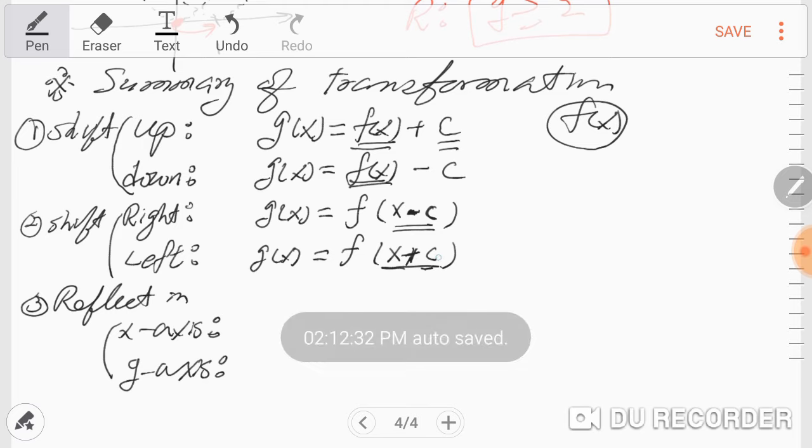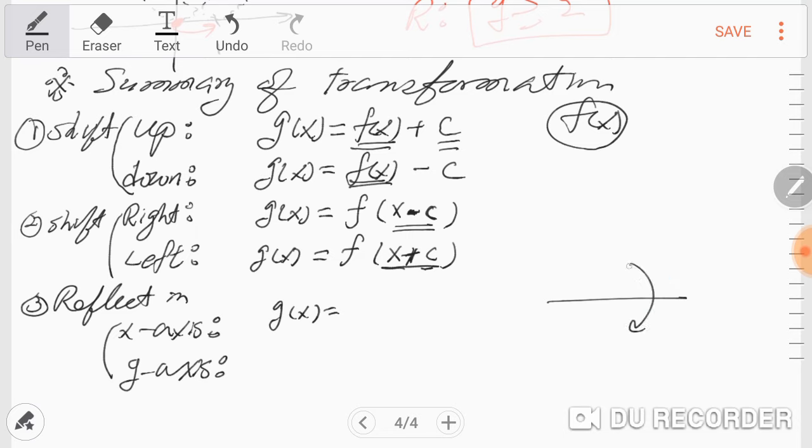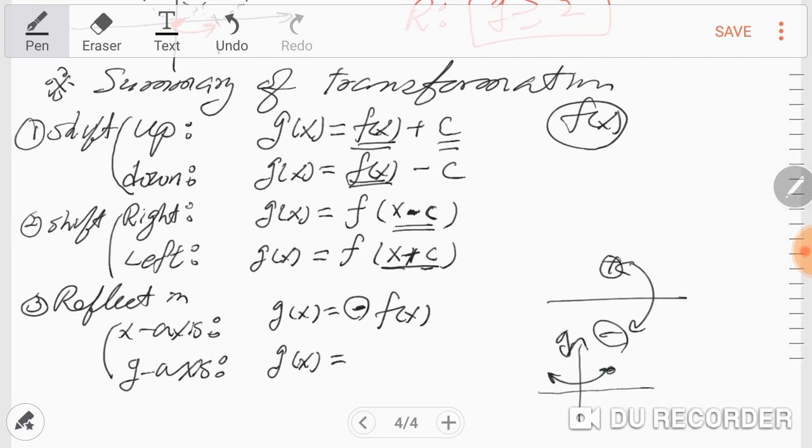When you reflect a graph across the x-axis, the sign of the y value changes. The positive sign becomes negative, so we change the sign of the function f of x. When you reflect across the y-axis, the sign of the x value changes, so the function is obtained by replacing x with negative x, like this. So this is how transformations work. Memorize this one, remember and understand it, and then memorize this.